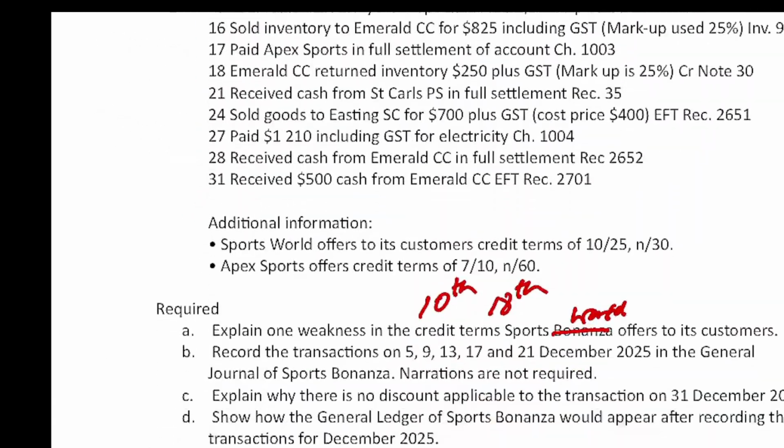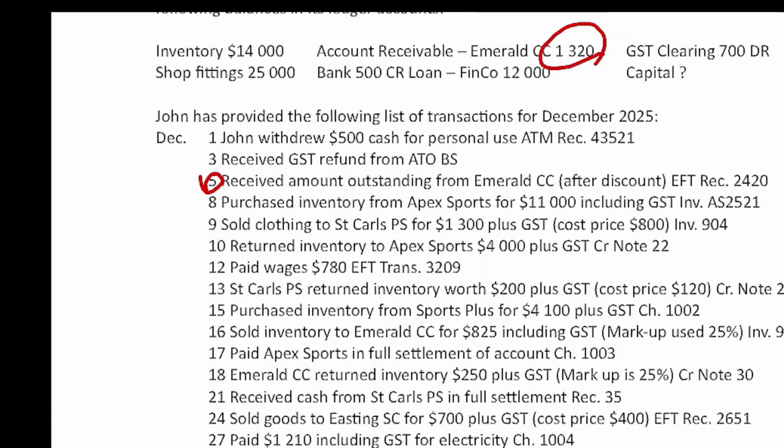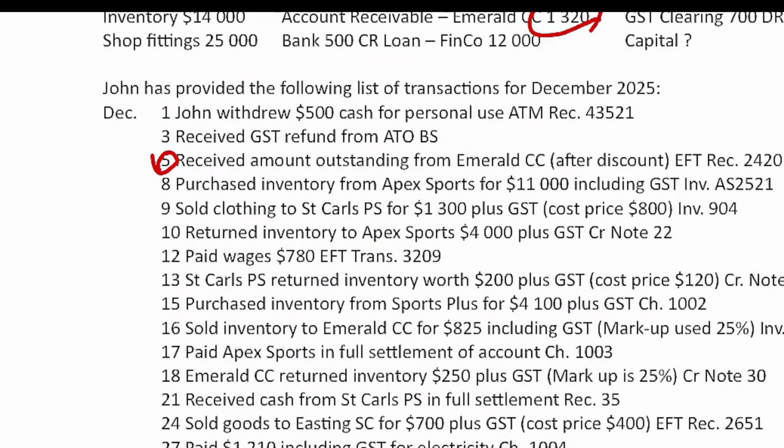Right. Then next one. 9th. What is the story about 9th? Sold clothing to St. Carl's PS for 1300 plus GST. Cost price 800. What's the double entry? Who is next? Setum, can you tell us the double entry for the 9th? Cost price.